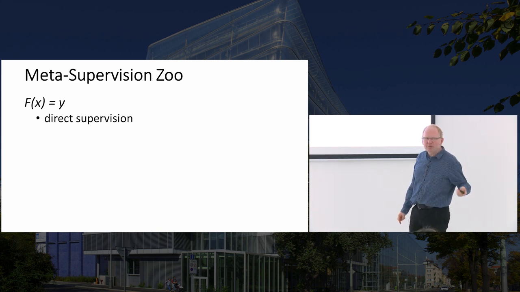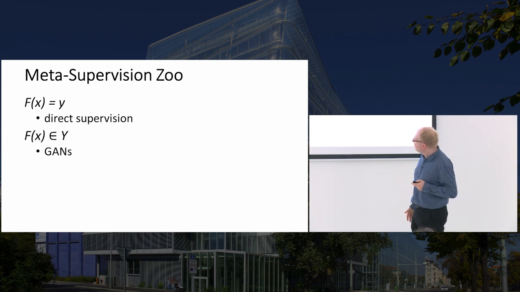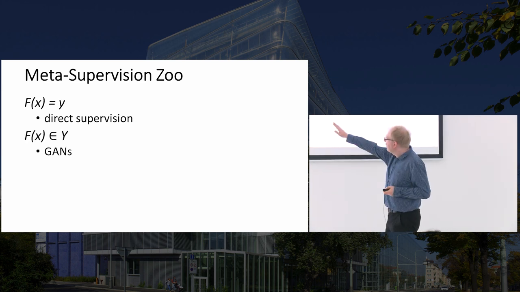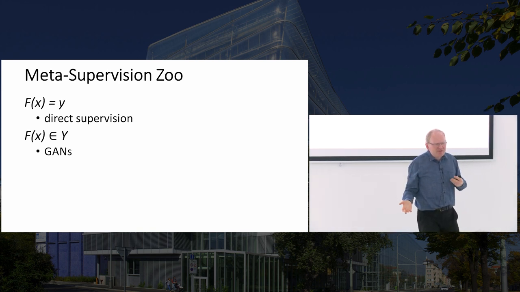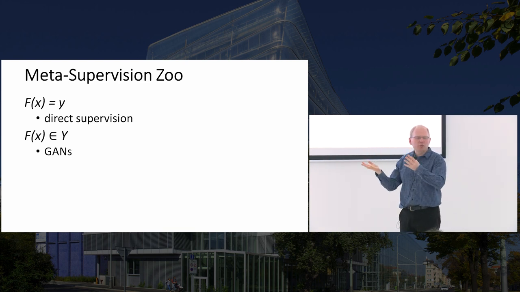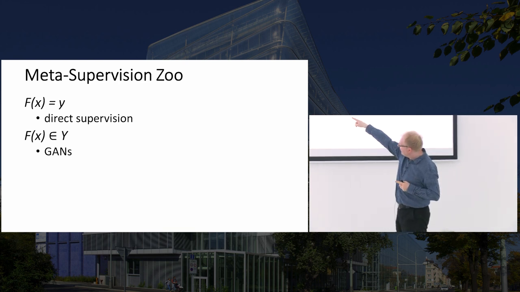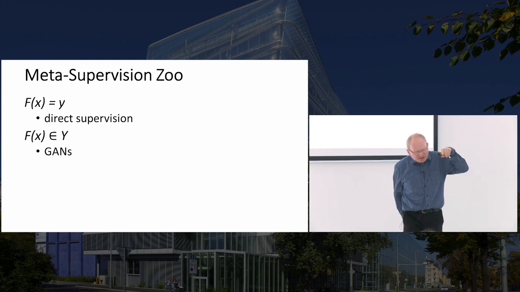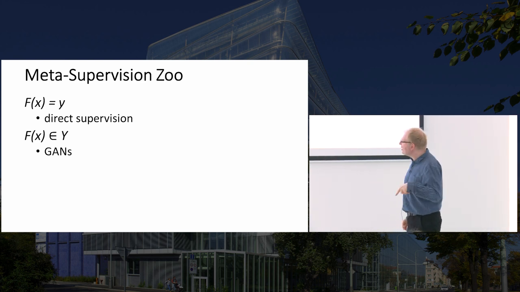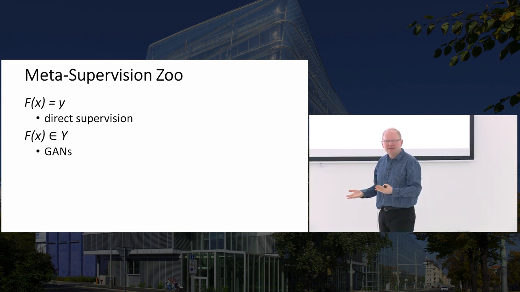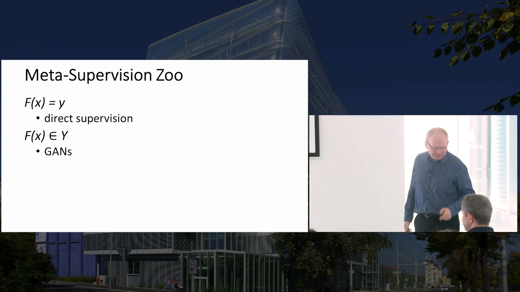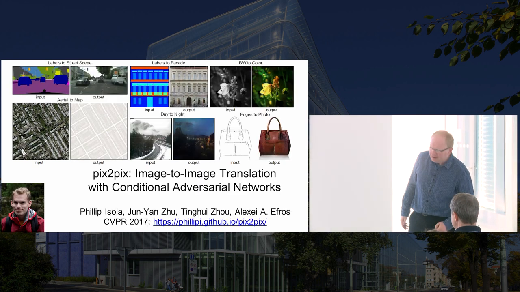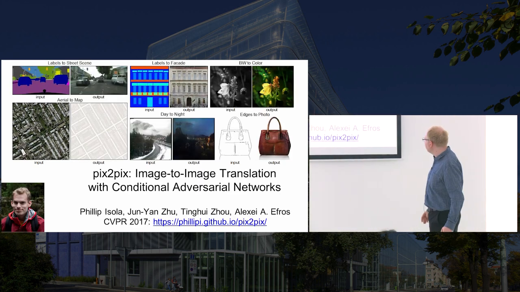What are other ways we can set up this problem? One way is we train a function F of X that produces something in the domain Y, in the set capital Y. So we don't tell it what particular Y we want, we just want it to be in the set of Y's, okay? And one example of this is generative adversarial networks. I'll give a brief overview based on a paper we had last year.